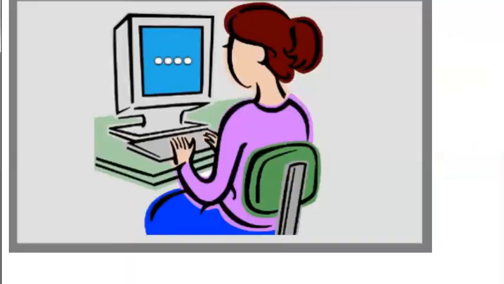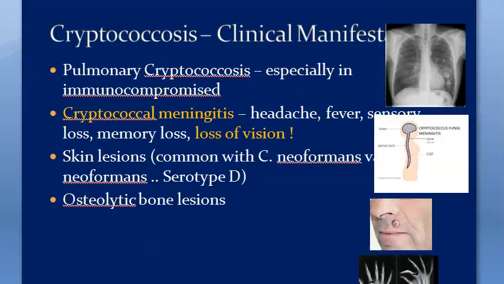Are you awake? What are we studying? Cryptococcosis. What all have we finished so far? We saw the morphology, we saw the pathogenicity. Now let's move on to clinical manifestations and lab diagnosis. Very good. Let's move on then.